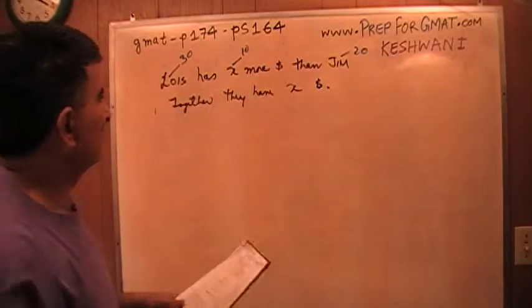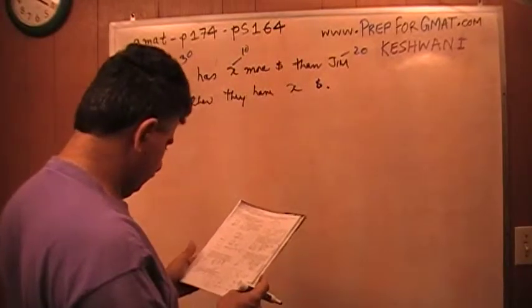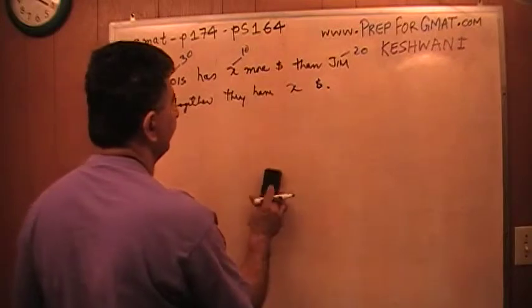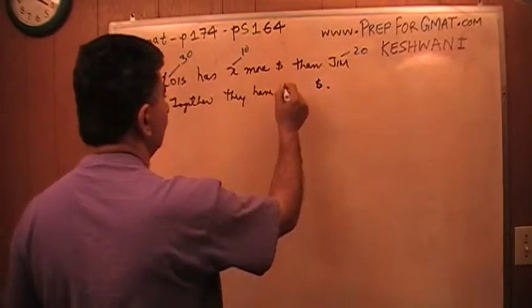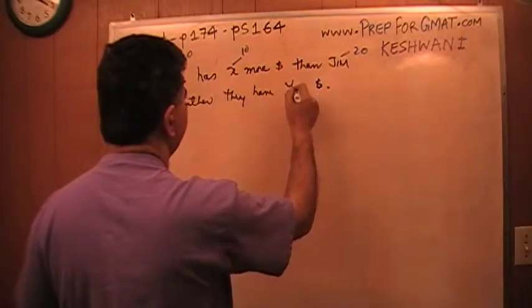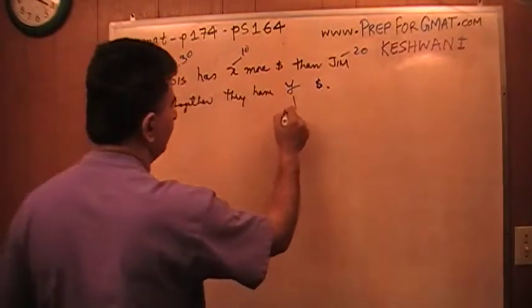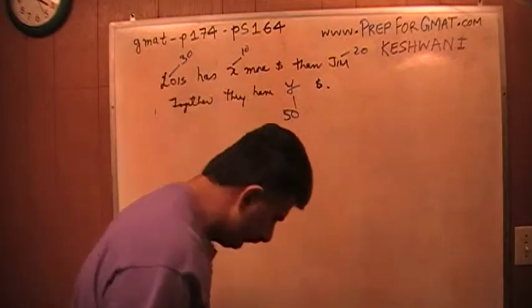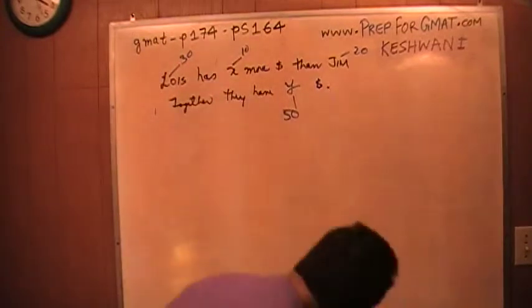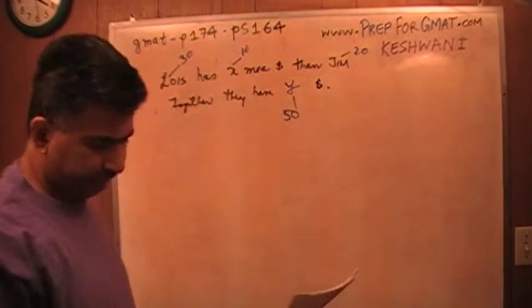Together they have X dollars. So what is X? Together they have Y dollars, obviously. It has to be a different variable. Together they have Y dollars. Well, if Jim has $20 and Louise comes out to be $30, the value of Y has to be 50. Let's see what the punchline is.